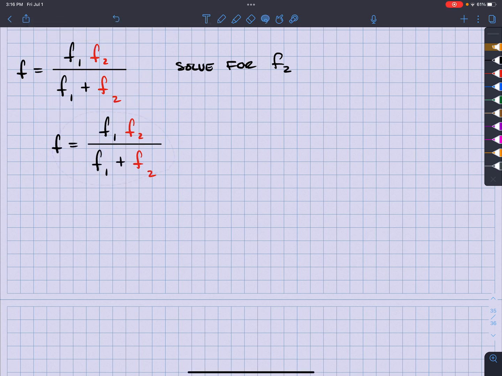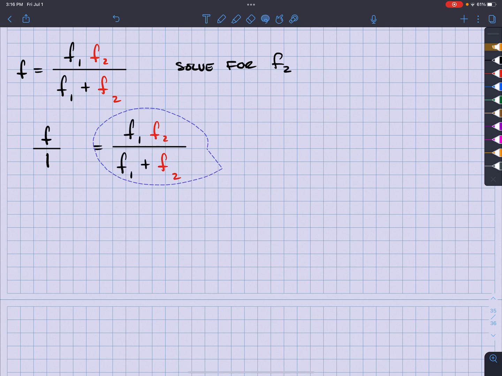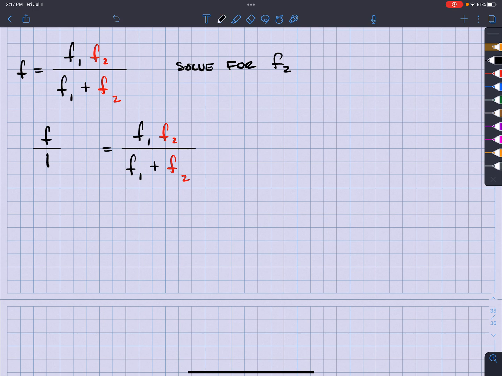Okay, so let me go ahead and duplicate this. And why did I duplicate this is because I'm going to put the f over 1, okay? So, what I would do is say, okay, bring in the sisters. What is 1 missing? Well, you're going to say, well, 1 is missing f1 plus f2, right? That's what you're going to say. And I'm going to be like, you're right. But don't forget, if you multiply the bottom by it, you better multiply the top by it. What is the f1 plus f2 missing?